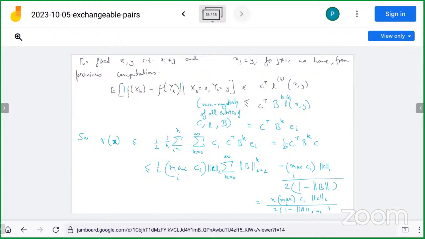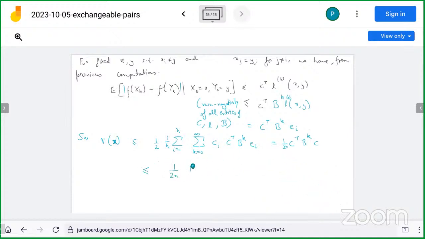CI times CI is CI. The summation over i of CI times CI is... Okay. So it's 1 by 2n.